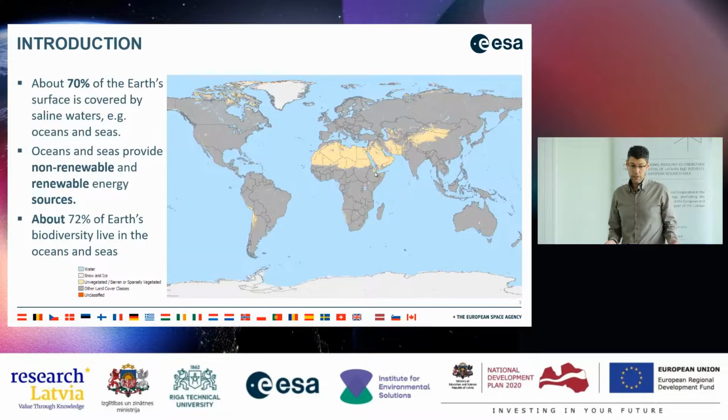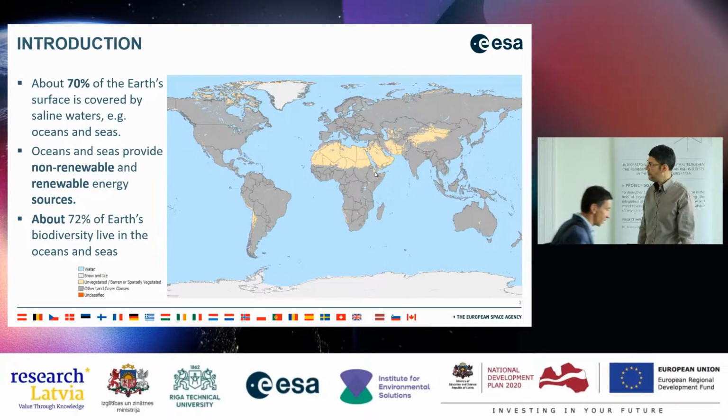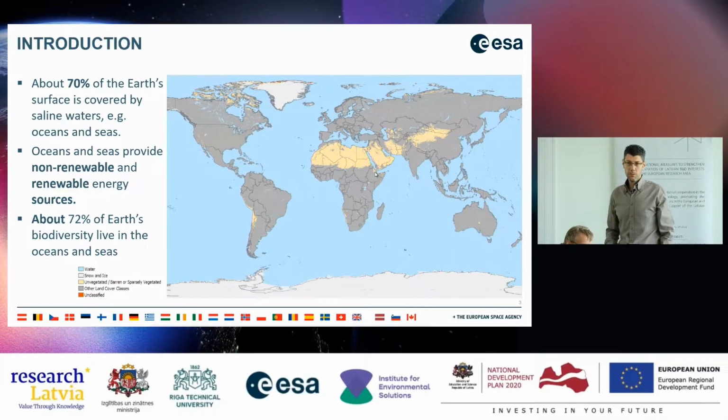So general introduction. So on the right-hand side here, you see a map which shows you general classes of what we have on our planet. And you see most of the Earth's surface is water, about 70%, so it's quite a lot. And when we talk about Earth observation, you want to actually monitor also the ocean. So you are monitoring 70% of the Earth. So that's quite important.